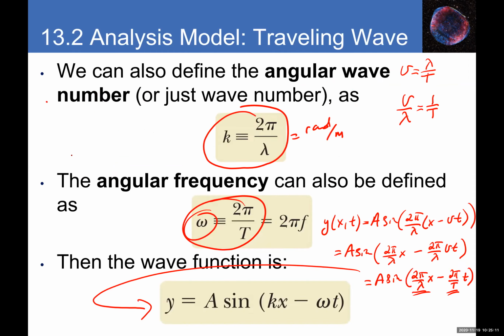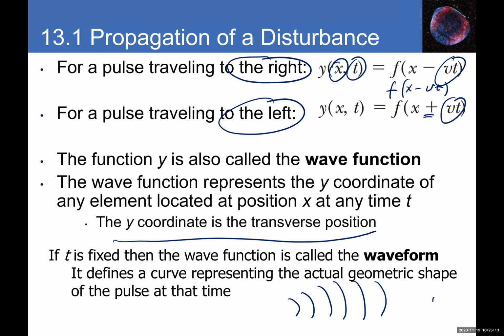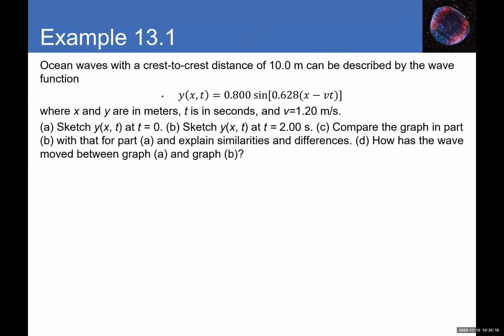All right, so now let's go back and look at this example over here. We have ocean waves with a crest to crest distance of 10 meters. We know what that distance represents, right? Crest to crest distance is just basically one wavelength. And we're given this function: y(x,t) equals 0.8 sine(0.628 x minus pi t).